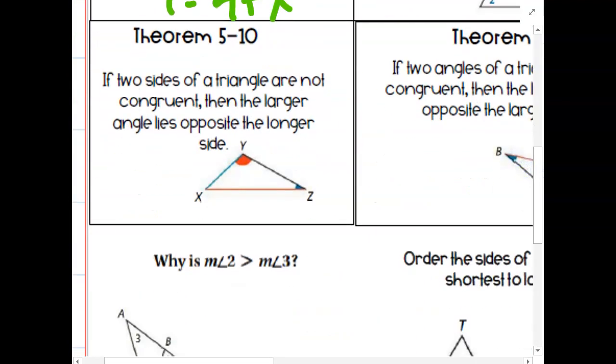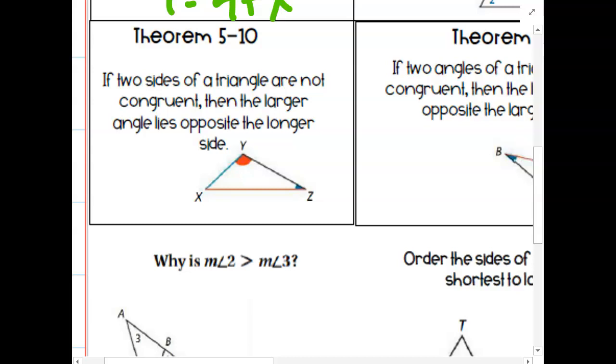Now these 2 theorems are going to be super useful today. Theorem 510 says if 2 sides of the triangle are not congruent, so they're different, it's not an isosceles triangle, it's not an equilateral triangle, it's what they call a scalene triangle, all the sides are different. So you have 2 sides of the triangle that are not congruent. The larger angle is going to lie opposite of the larger side.